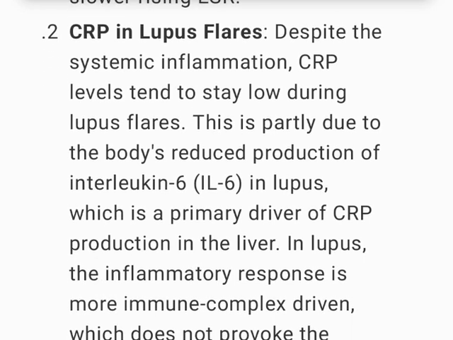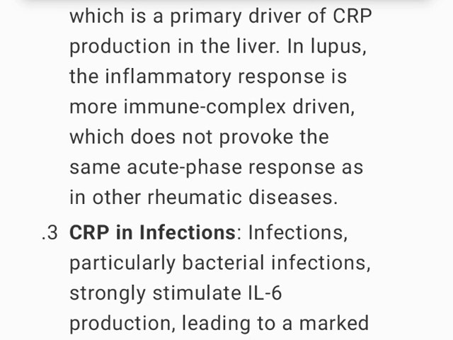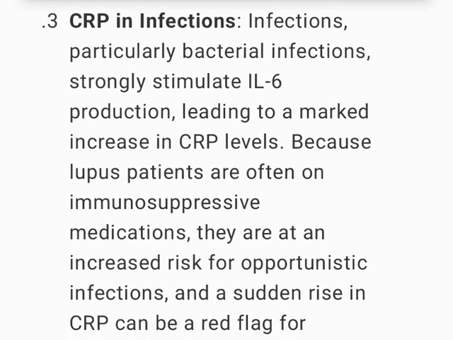2. CRP in lupus flares. Despite the systemic inflammation, CRP levels tend to stay low during lupus flares. This is partly due to the body's reduced production of interleukin 6, IL-6 in lupus, which is a primary driver of CRP production in the liver. In lupus, the inflammatory response is more immune complex driven, which does not provoke the same acute phase response as in other rheumatic diseases.